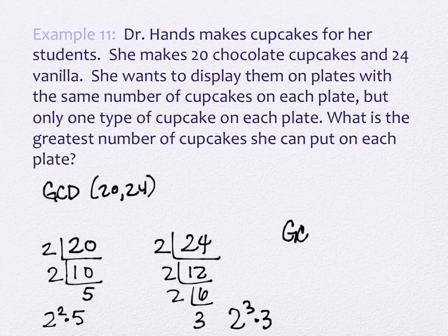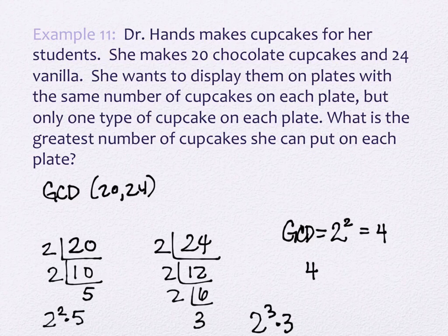That part could be done for GCD or LCM. A GCD problem takes the prime bases they have in common. So what bases do they have in common? Just the 2, right, as a base. And then the smallest exponent is a 2. So the greatest common divisor is actually 4. So she can place them 4 per plate. Now, does that make sense? If I have 20 cupcakes, can I place them 4 per plate evenly? Yep. If I have 24 cupcakes, can I place them 4 per plate evenly? Yes.